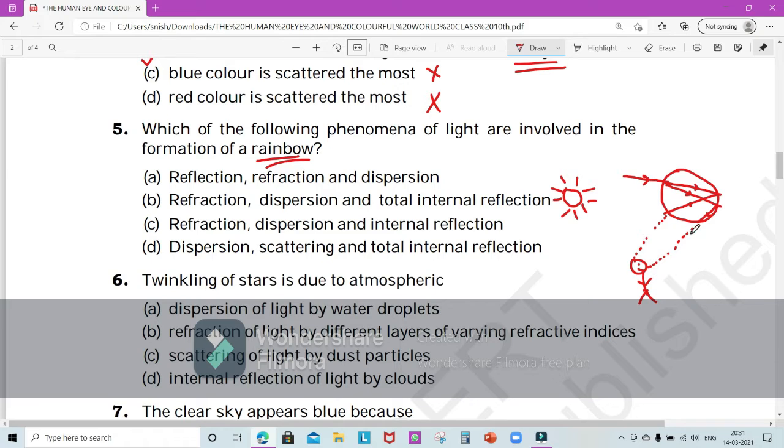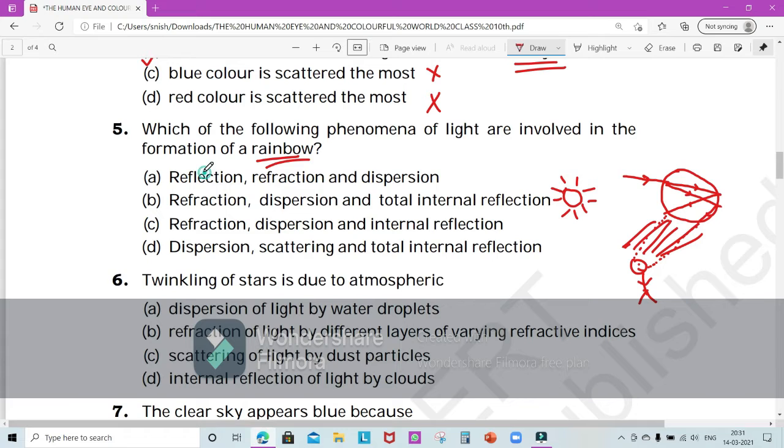So certain rays will also reach the eyes as well. That's when you'll be able to see the different colors, like the spectrum. The spectrum is like the band of the colors, right? So that's when you'll be seeing. So what is the first thing happening? The refraction is happening for sure.